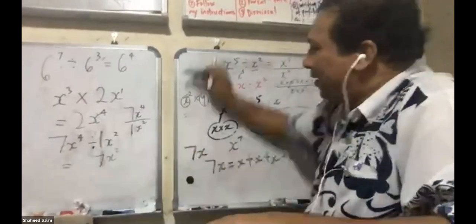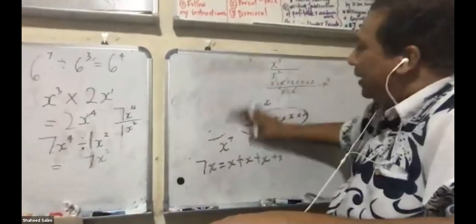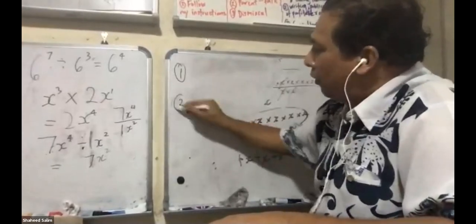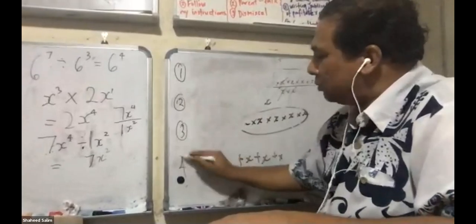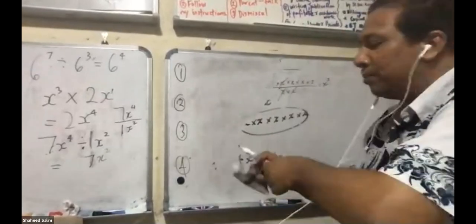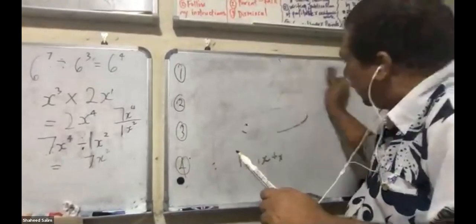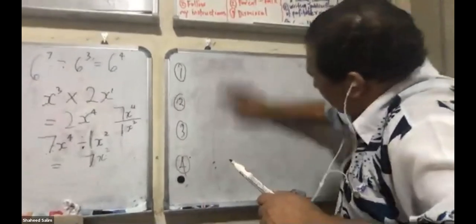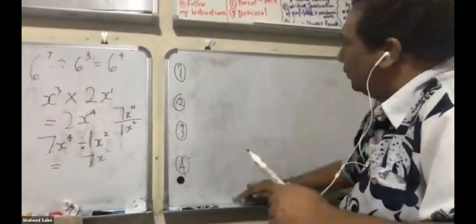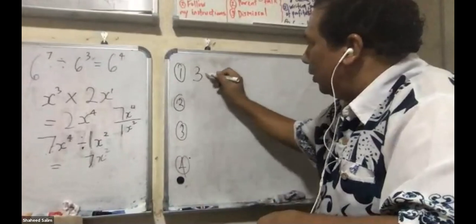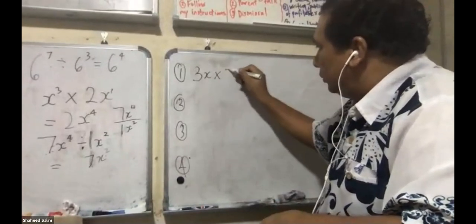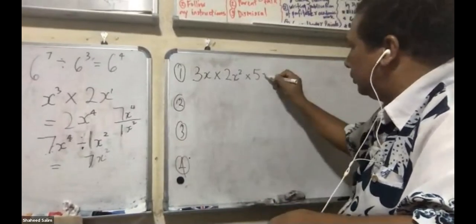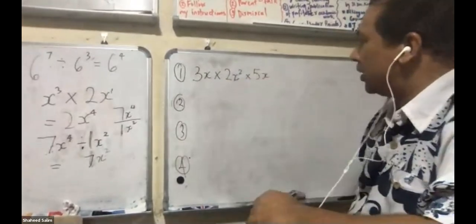Okay, we try some more. We try until you are champion. You have to be champion at this. I'll give you 4 questions. You do it in your exercise book. If you don't have an exercise book, you get some paper or something. If you are in the tuition center, I'll give you paper, but now you get your own paper. That's 3x times 2x squared times 5x.